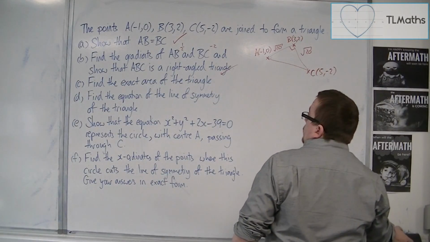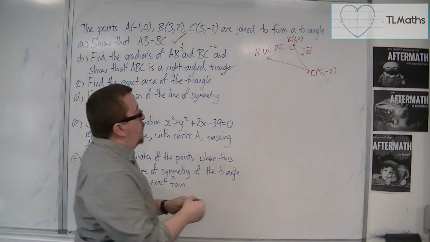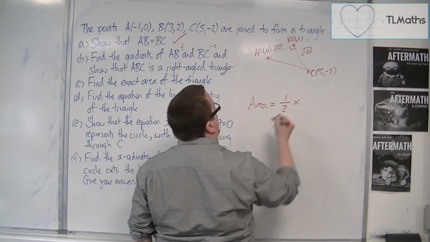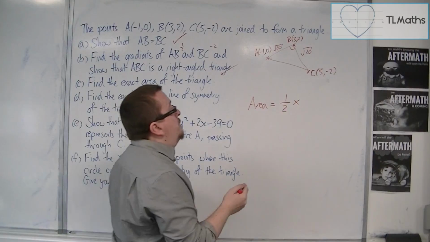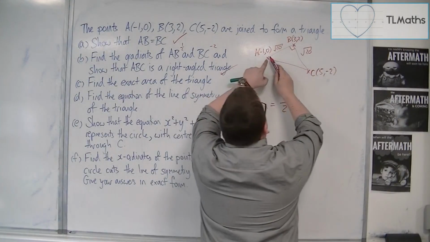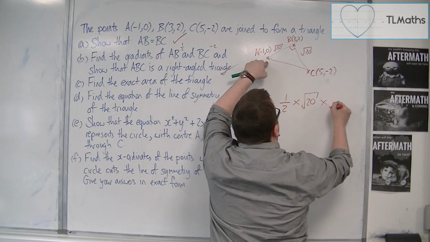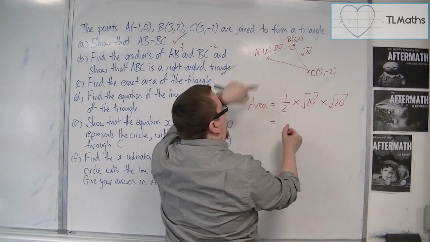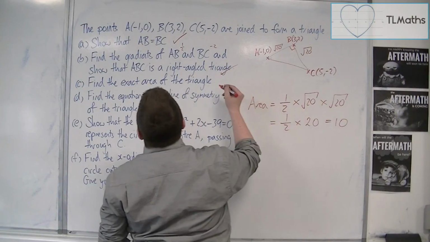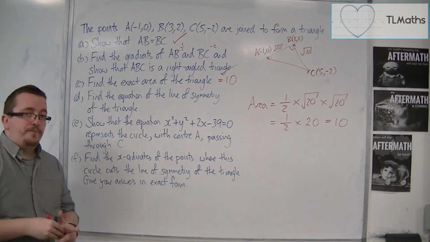Now, C, find the exact area of the triangle. Well, the area of a triangle is half the base times the height. So because it's a right angle triangle, I can look at this as just that being the base and that being the height. So root 20 times root 20. So 1 half times 20, which is 10. And so the exact area of the triangle is just 10.